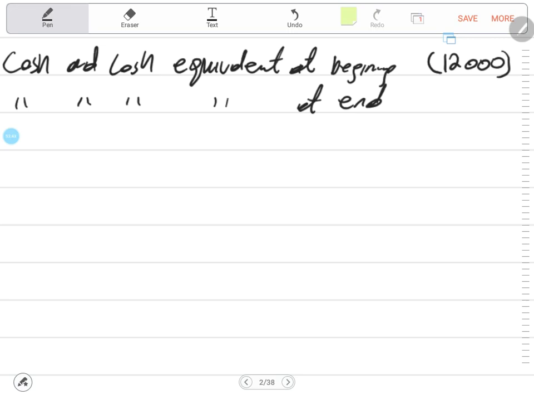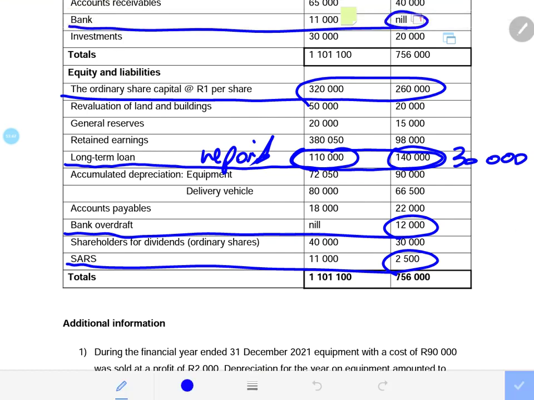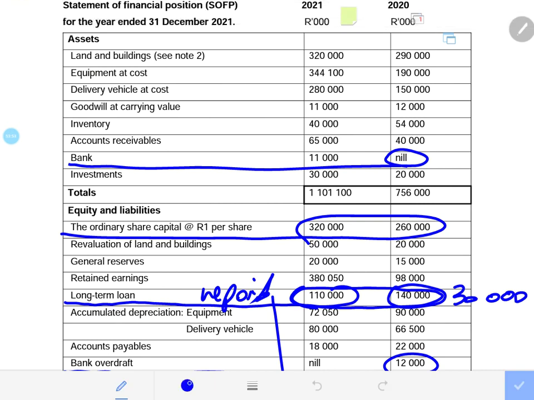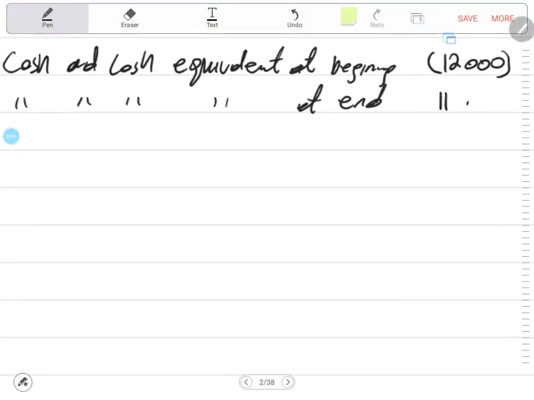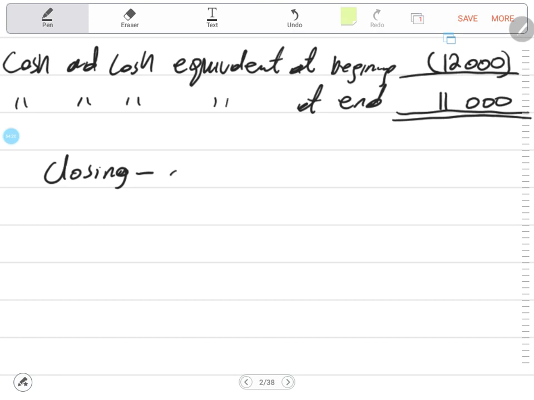Then at the end, how much do we have? At the end, we have an asset, and that asset is sitting at an amount of 11,000 rands. So that one remains positive. Now I like this one, because it goes back to what I previously emphasized. The rule says, take note, closing, which is the balance at the end, minus opening. That is the rule. Closing minus opening.